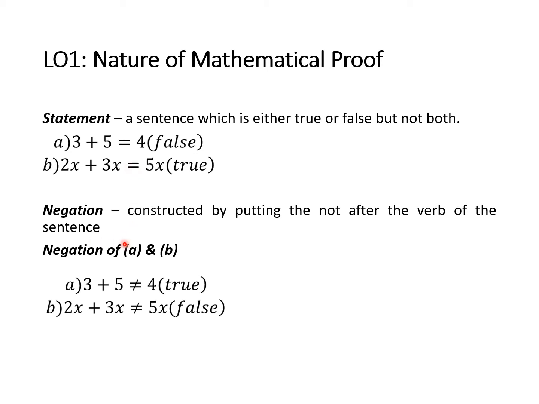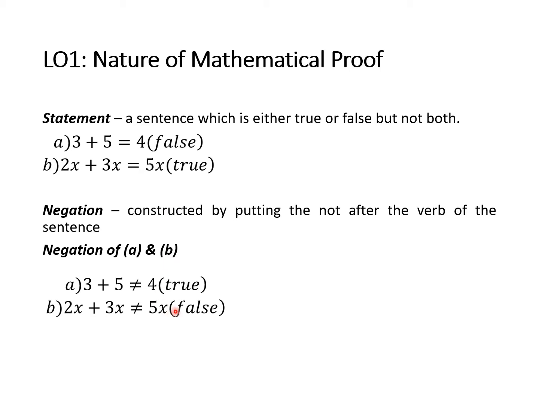Negation. Negation simply means that a statement is being negated. For example, for A, 3 plus 5 does not equal 4, which is actually true because 3 plus 5 is actually 8. So we add a negation by, normally, adding "does not equal to" something. Same goes for 2x plus 3x, which is actually 5x. We know it should equal 5x, but if you add a negation to it, does not equal 5x, it changes the statement from true to false.